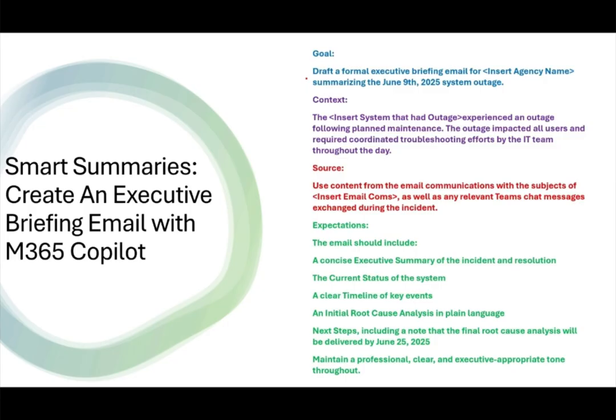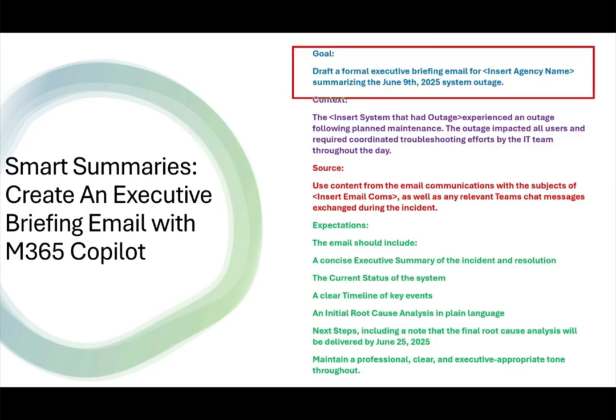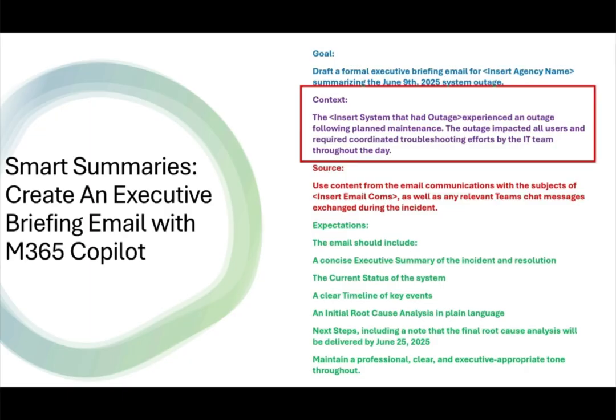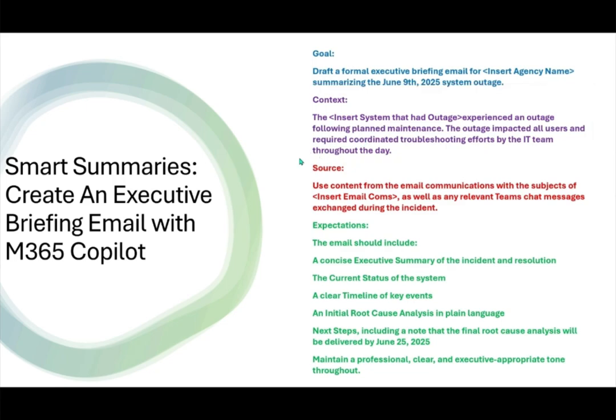Four different aspects of a good prompt. It's always going to contain a goal. So you can see I have a goal here for what I want to accomplish, which is drafting that executive briefing email. I have some context here on what the email is going to be about. The context of this particular example is a system outage that was experienced that impacted all users and required some coordinated troubleshooting efforts.